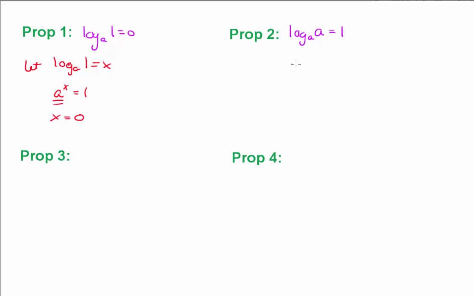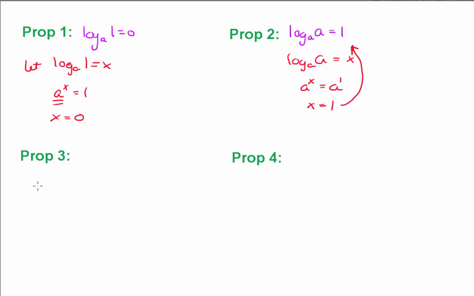For the second problem, we'll do something similar. We're going to say that log base a of a is equal to x. We will again put this into exponential form, so a to the x is equal to a. Well, a is simply a to the first. So then, using the fact that if the bases are the same, the exponents must also be equal, x must be equal to 1, which verifies that this is, in fact, true.